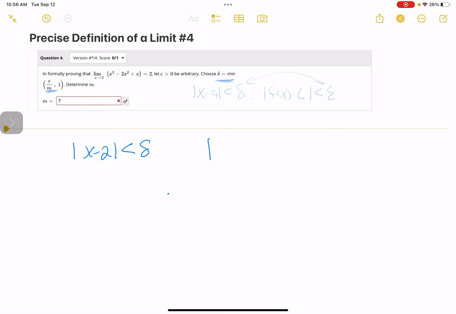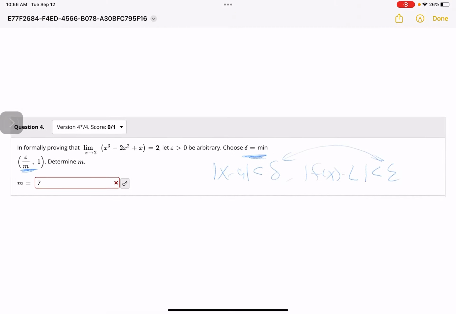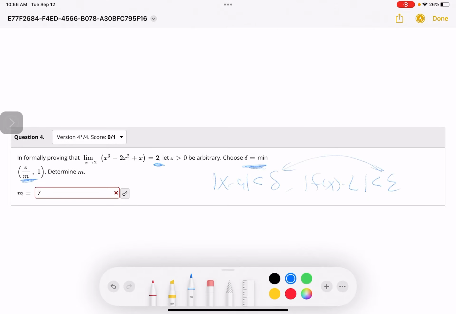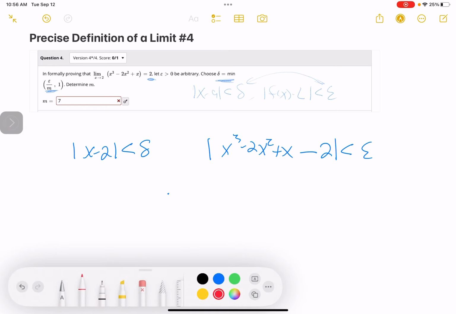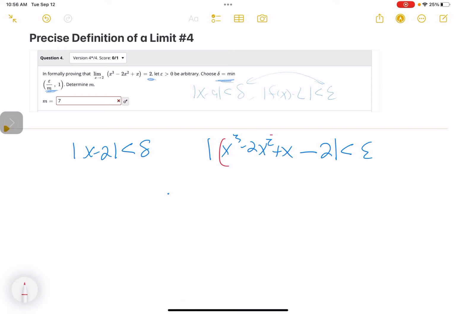And we're looking at the absolute value of our f of x, which is x cubed minus 2x squared plus x, minus the limit. The limit is this 2 here. That's the limit. So minus 2 is less than epsilon. And we can go ahead and factor this 4-term expression by factoring by grouping.